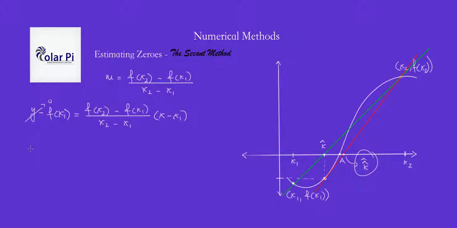And solving will look as follows. So we write negative f of x1 times x2 minus x1, and then divide by f of x2 minus f of x1, and then plus x1. And we have successfully solved for this x, which is x hat, our very first estimate. And so this is the big formula that we're going to need for our iterative process in Mathematica. And yeah, this is it. Cool. Take care.